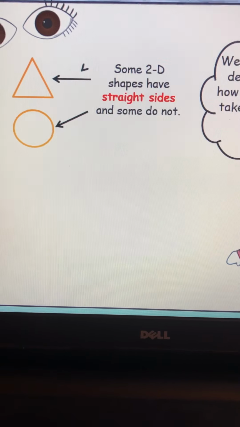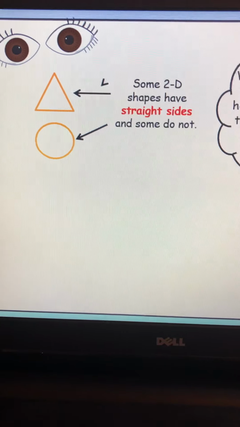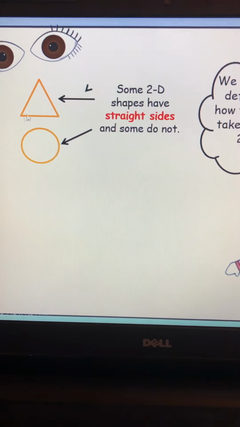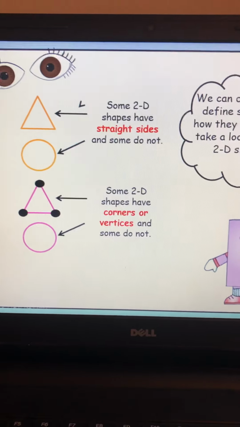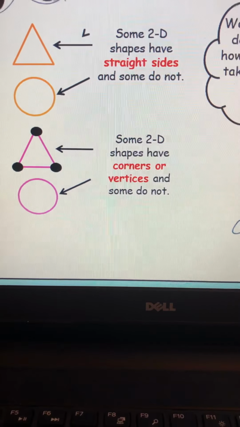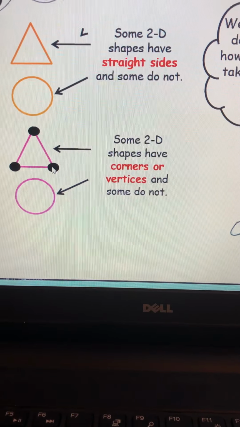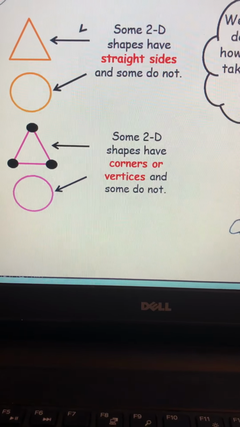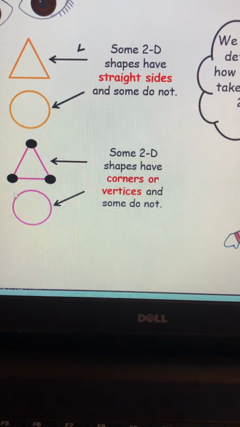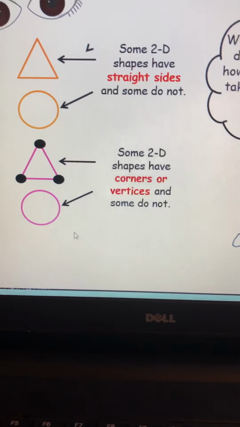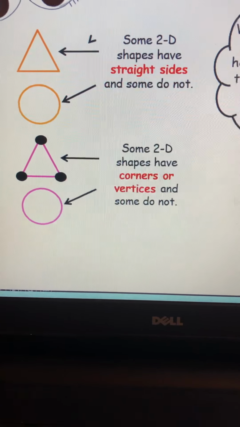Some 2D shapes have straight sides. Some do not. In a triangle, the sides are straight. In a circle, they're round. Some 2D shapes have corners or vertices. Vertices is just a fancy word for corners. And some do not. A circle has no corners. That means that it has no vertices.